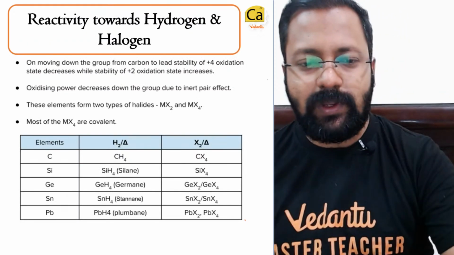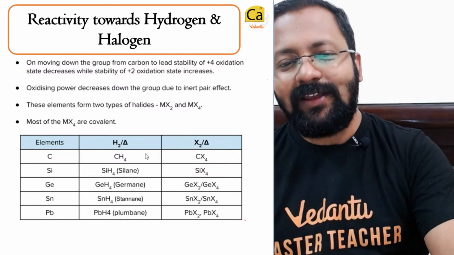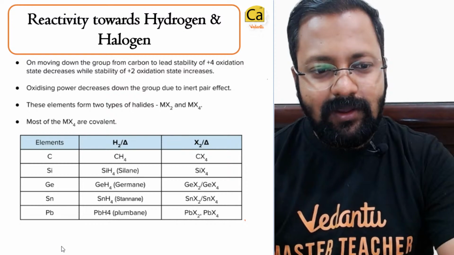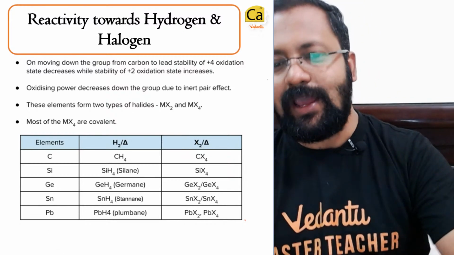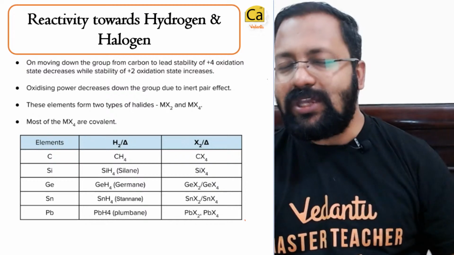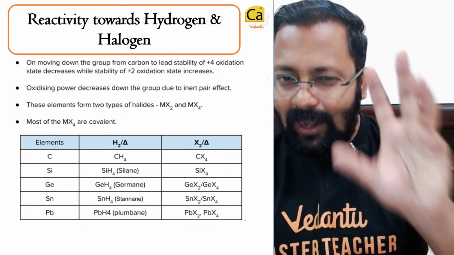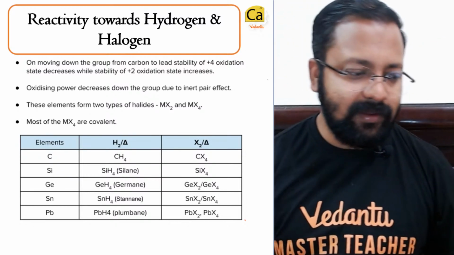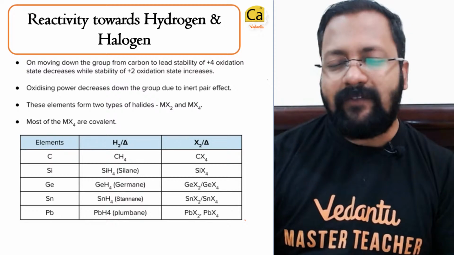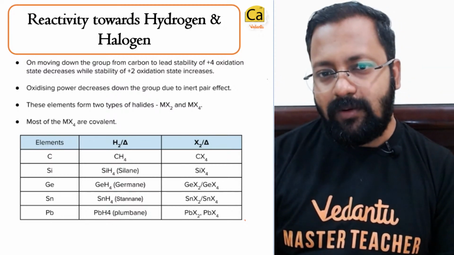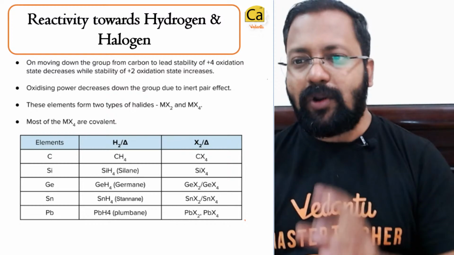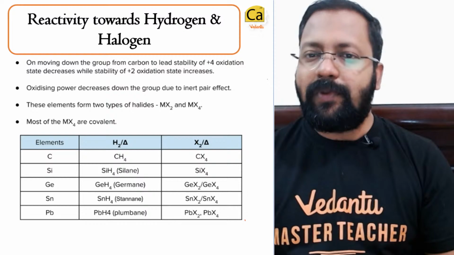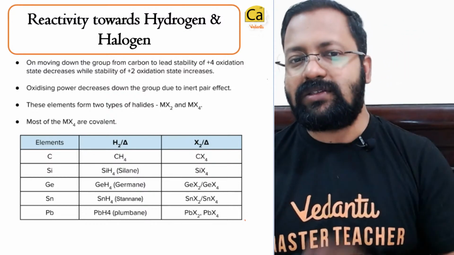Okay, the next one is reaction with hydrogen and halogen. Among the general chemical properties, this is our last general chemical property. After this, whatever we will be reading will be specific properties, like properties of halides, properties of oxides. Among general properties, this is the last property.